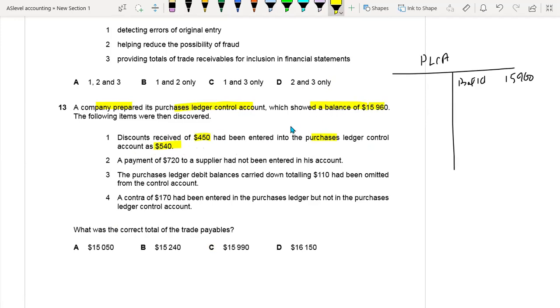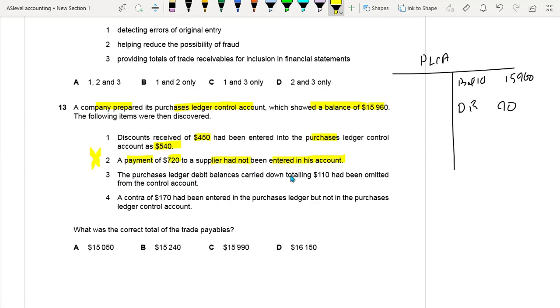So basically, we received only 440, but we have entered 540. We know that whenever we have a discount received, this decreases our purchase ledger control account. But now we have to increase our purchase ledger control account. That's why, first of all, find the difference between 540 and 440. This is 100, so we have to increase the PLCA by discount received. Okay. In the option 3, a payment of 720 to a supplier had not been entered in his account. But this is not related to the PLCA, this is related to the individual account. So this option will not come in the PLCA.